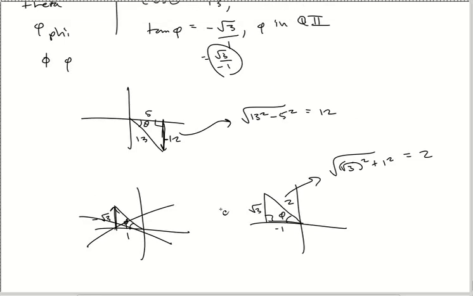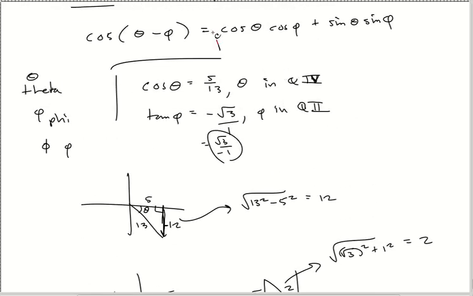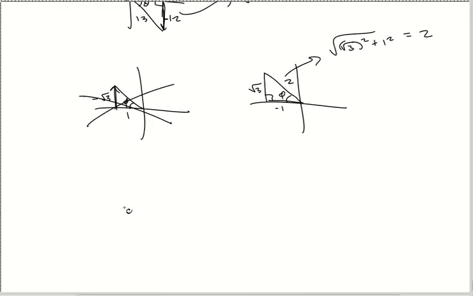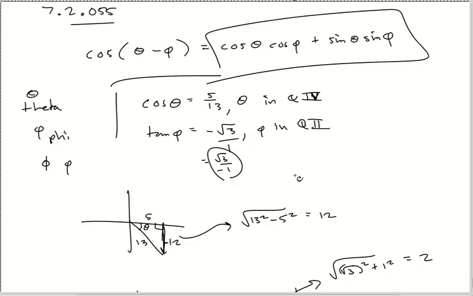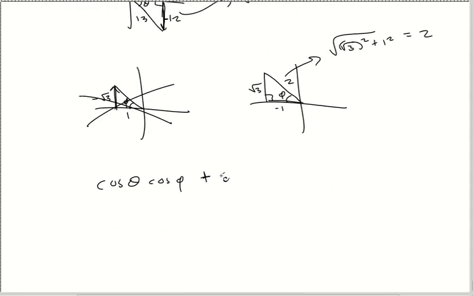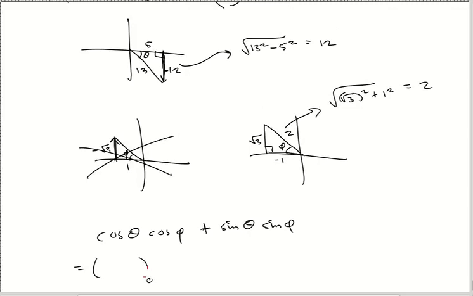Now what? I'm going to go back to my big formula right here. I'm just going to rewrite this guy. So I've got the cosine of theta, cosine of phi, plus, it's a plus sign now, right? Yeah, plus sign. Sine of theta, sine of phi. Remember that when I'm looking at theta here, these are all numbers. Cosine, when I'm looking up here, is going to be adjacent over hypotenuse: 5 over 13.